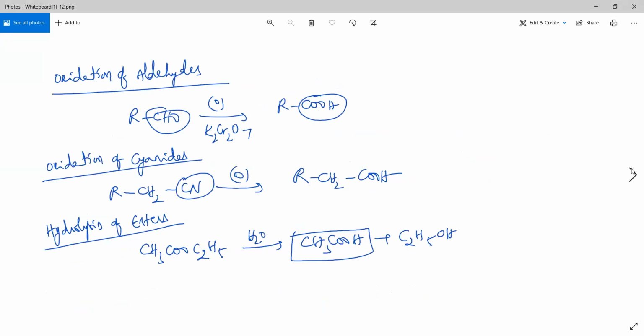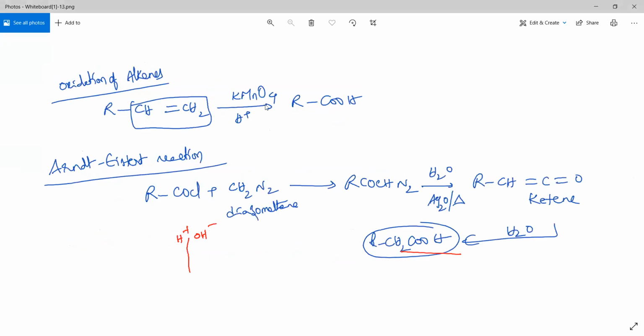Then oxidation of aldehydes; these are already repeated reactions. And oxidation of cyanide: the CN group is converted into COOH. Hydrolysis of ester: what will happen here? Ester plus OH minus, what do you get? CH3COOH and C2H5OH. So you will get carboxylic acid.